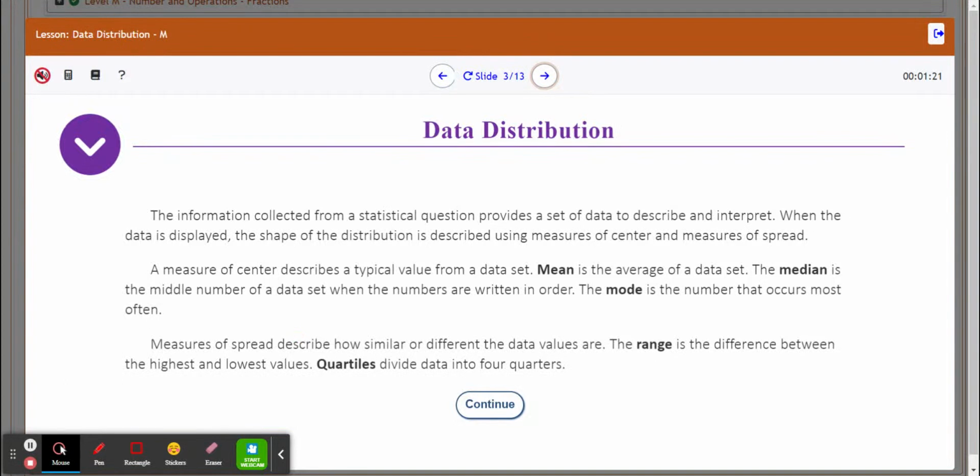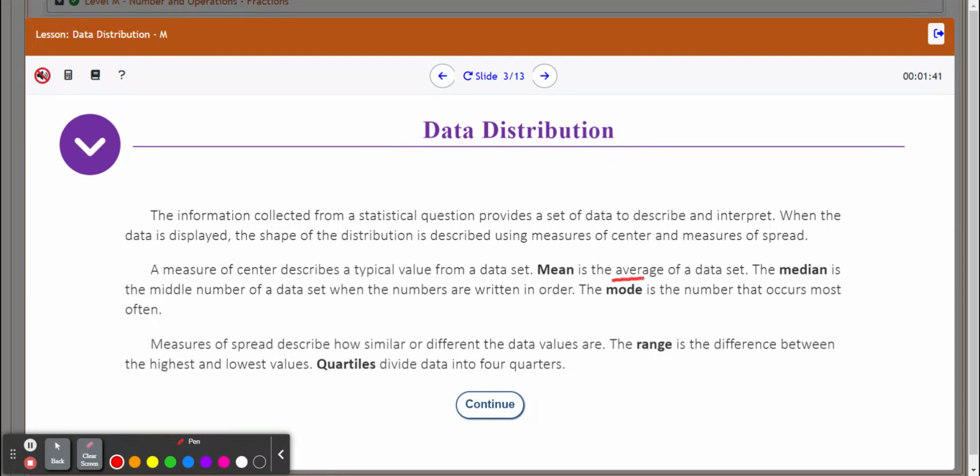Lesson number 46, data distribution. So once you have your set of data, your information, now you've got to set it up. And there are different ways depending on the shape of how we define it. All right. So some key vocabulary we need to know is these three in the middle.